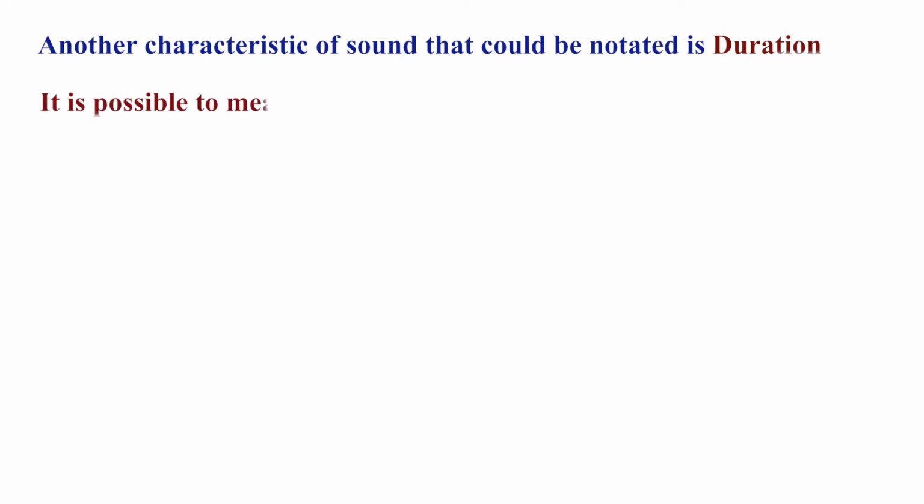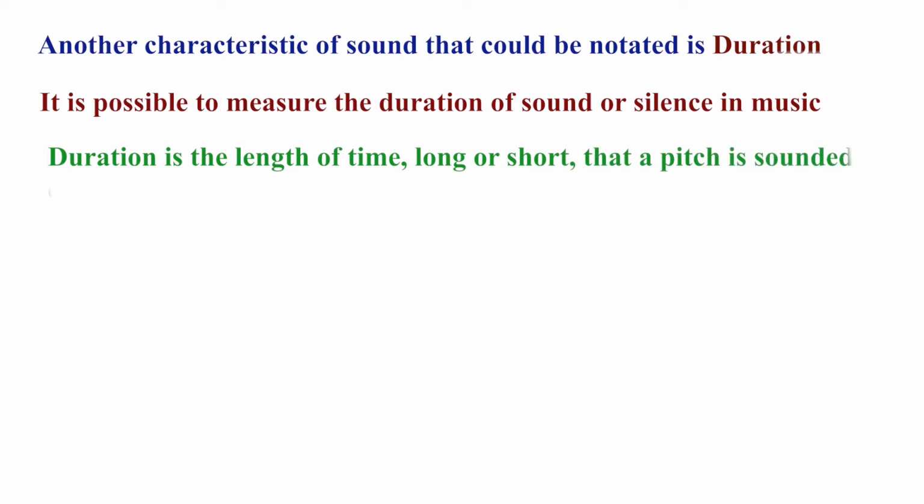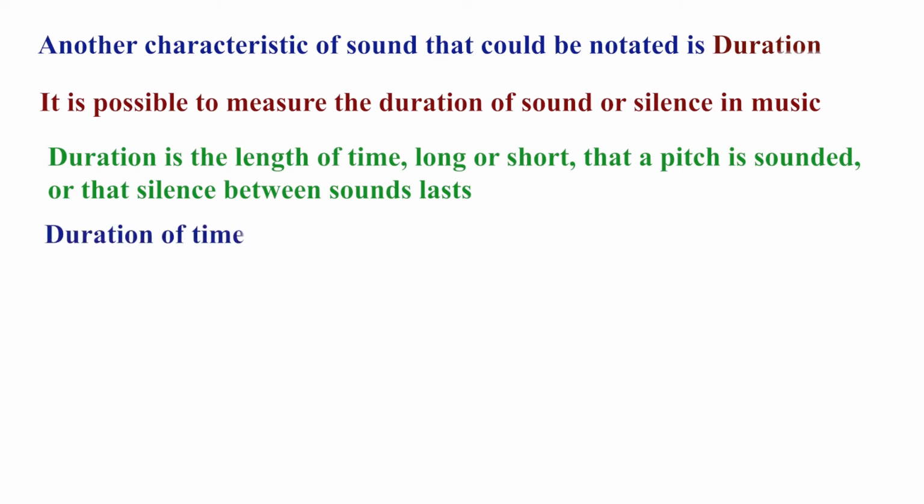It is possible to measure the duration of sound or silence in music. There is a system of symbols that represent the length of time a sound is to be held, or the duration of time a performer has to be quiet. From lesson 4, it was understood that duration is the length of time, long or short, that a pitch is sounded, or that silence between sounds lasts. Duration of time is presented on the staff by notes.